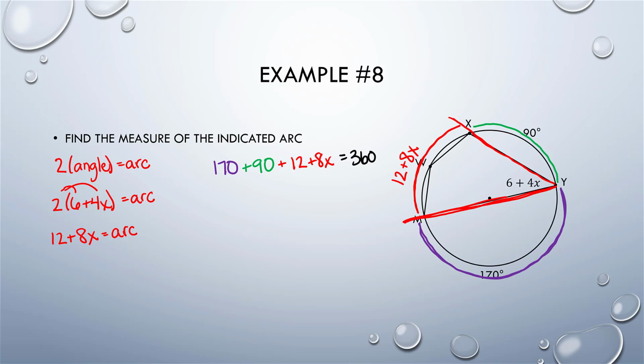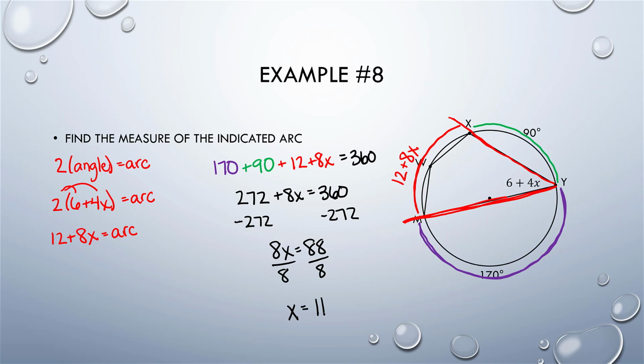So I'm going to combine my like terms, add 170, 90, and 12 to 72 plus 8x equals 360. Solve by subtracting 272 from each side. 8x equals 88, and then divide by 8. So x equals 11. And that's all we would need to do. I know it says to find the indicated arc, but it actually just wants us to solve for a variable. That's a typo on my fault. I'm sorry.